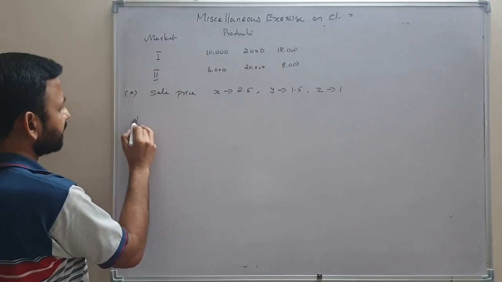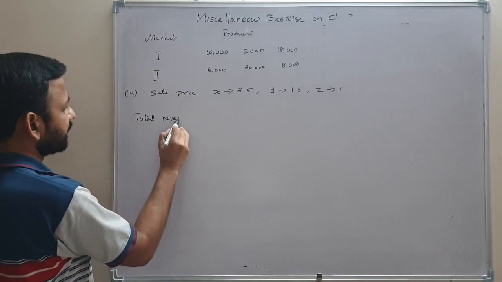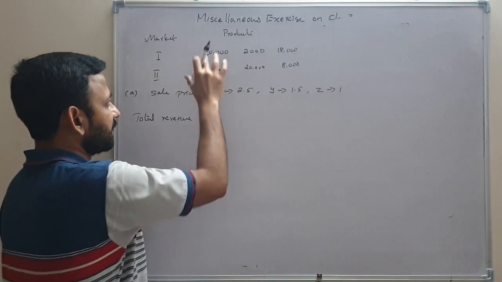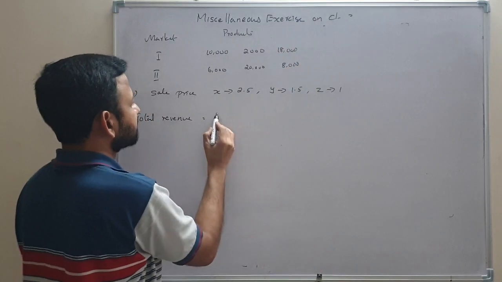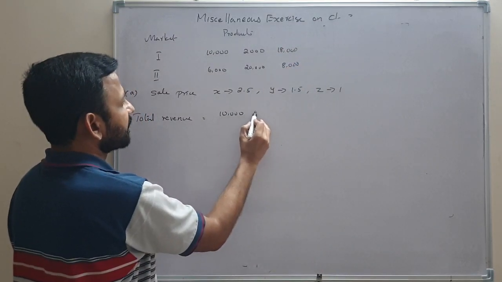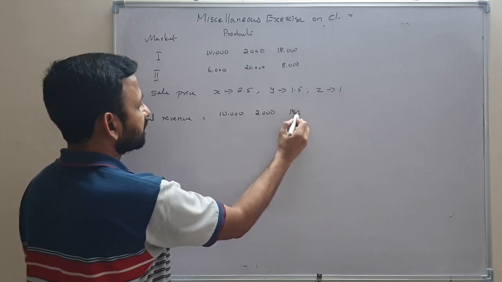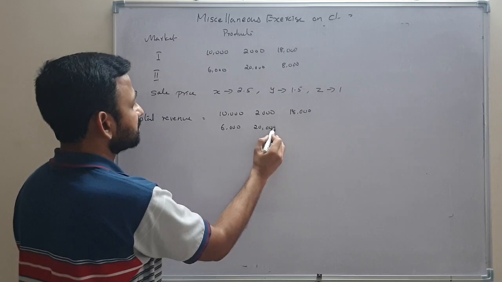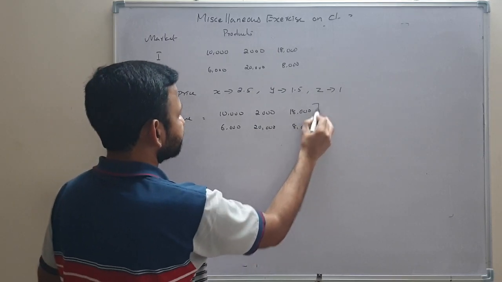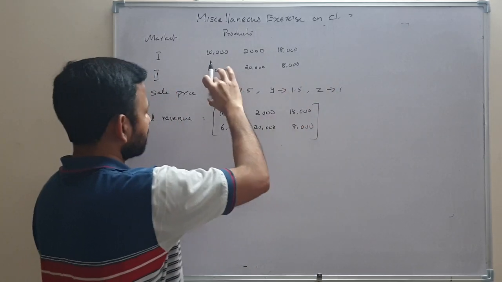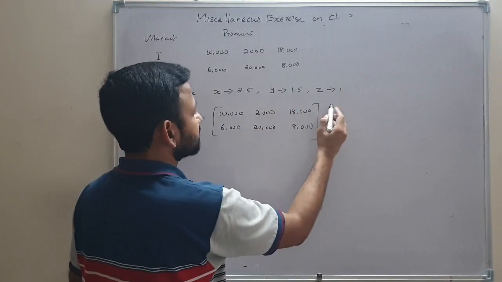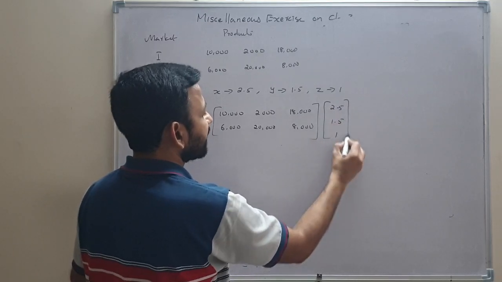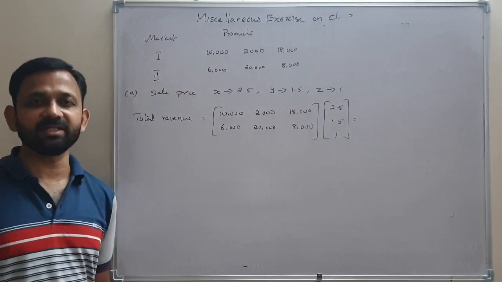In the first part, we need to find the total revenue. Total revenue can be found by using matrix multiplication. So to find the total revenue, we can write the quantities as a matrix: 10,000, 2,000, 18,000, and 6,000, 20,000, and 8,000, multiplied by the selling price, which we can write as a column matrix: 2.5, 1.5, 1. Now we can find the product of these two matrices.